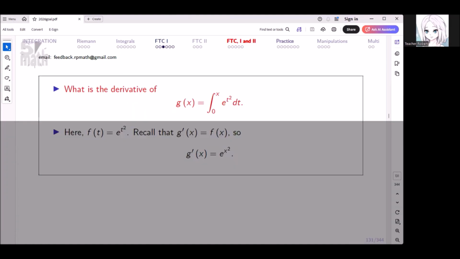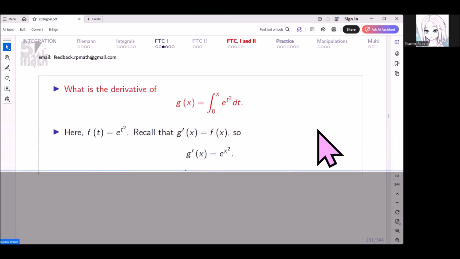What is the derivative of g of x equals integral from 0 to x of e to the t squared dt? Here, f of t equals e to the t squared. Recall that g prime of x equals f of x, so g prime of x equals e to the x squared.